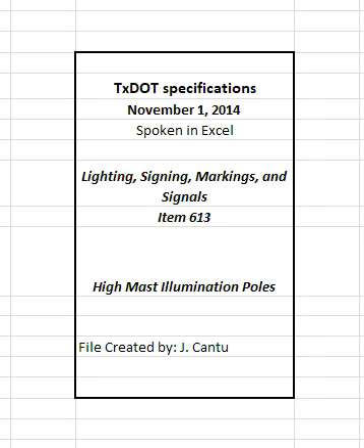Item 613. High mast illumination poles. 1. Description. Furnish and install high mast illumination poles. 2. Materials. Provide new materials that comply with the details shown on the plans, the requirements of this item, and the pertinent requirements of the following items.